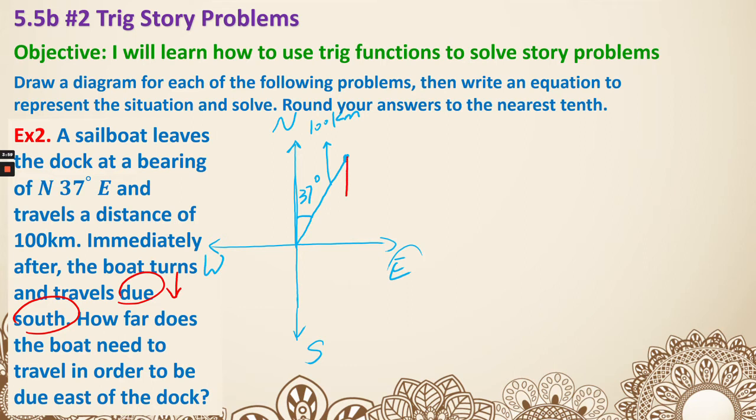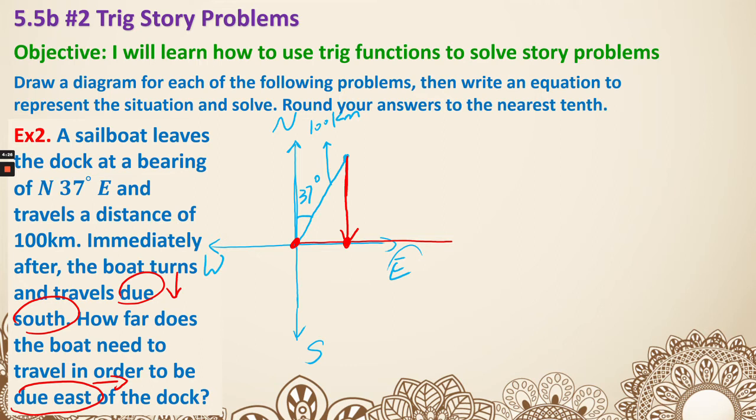How far does the boat need to travel in order to be due east? Due east is basically pointing directly to the right of the dock. This is the dock. Directly due east is somewhere along this side of the line. And we need the boat to be on that line. So basically that means when the boat travels due south, it's going to keep traveling until it hits a point on this line that is due east of the dock.